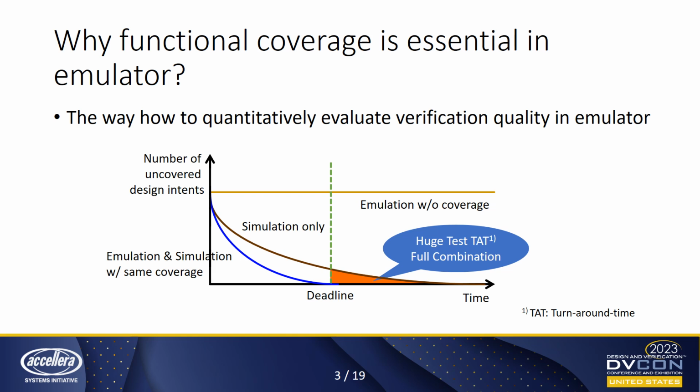To prevent this situation, we decided to apply the functional coverage in the emulator. So we can measure the coverage data like a simulation. And we can know whether the corner case is touched or not, and we can close the verification early by adding some vectors for the corner case. Therefore, the functional coverage is essential in emulators.